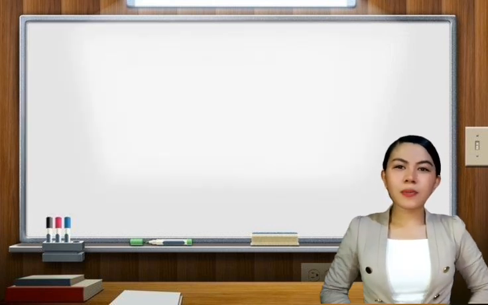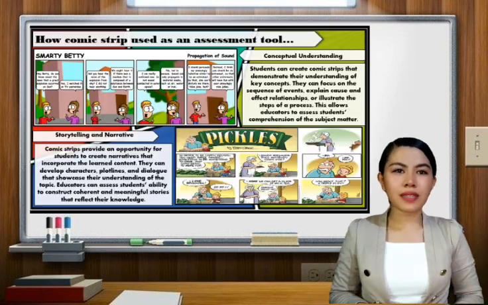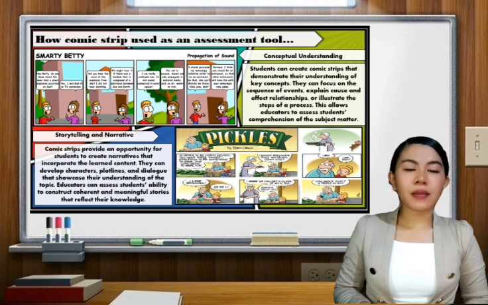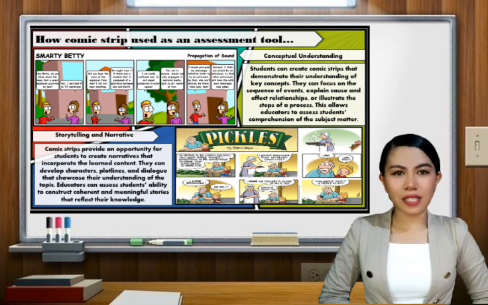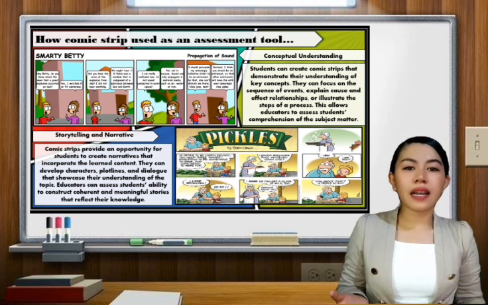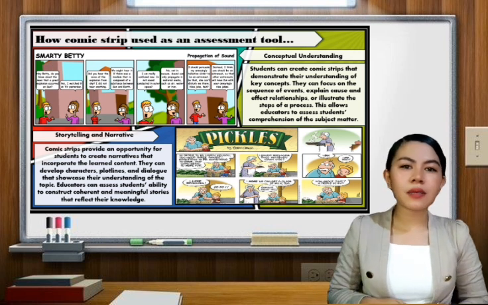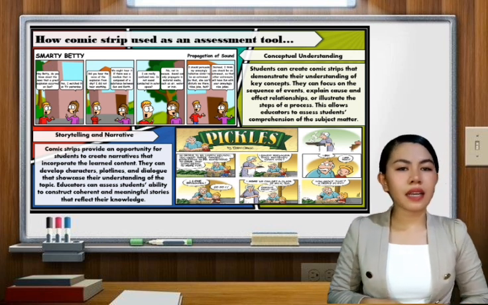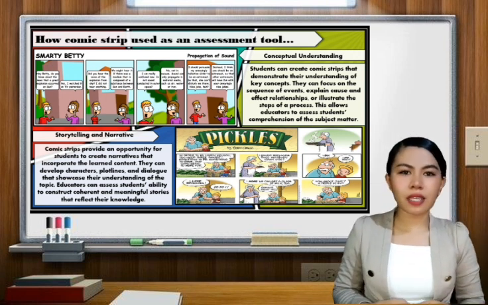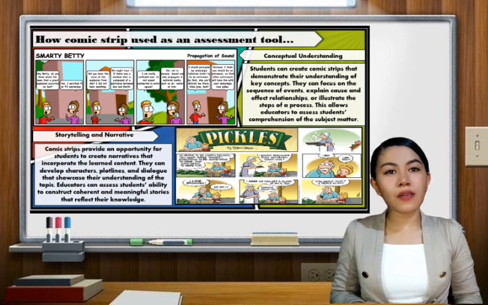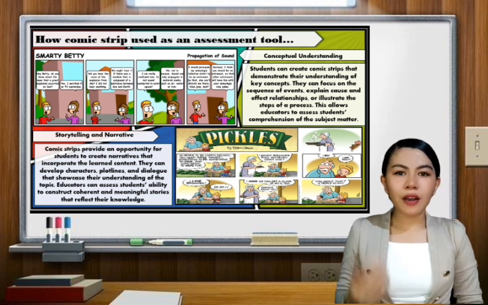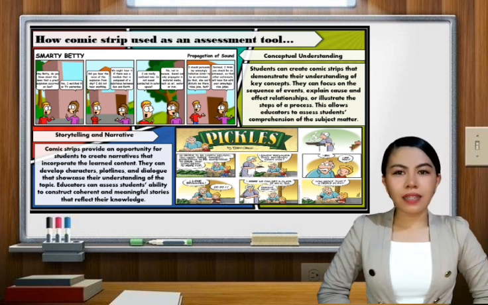Now class, let's proceed to how comic strips are used as an assessment tool. Okay, first, comic strips can be used in conceptual understanding. Students can create comic strips that demonstrate their understanding of the key concepts. They can focus on the sequence of events, explain cause and effect relationships, or illustrate the steps of a process. This allows educators to assess students' comprehension of the subject matter.